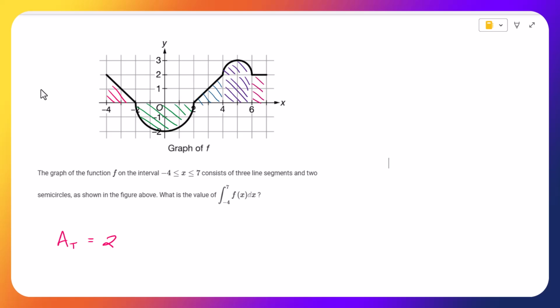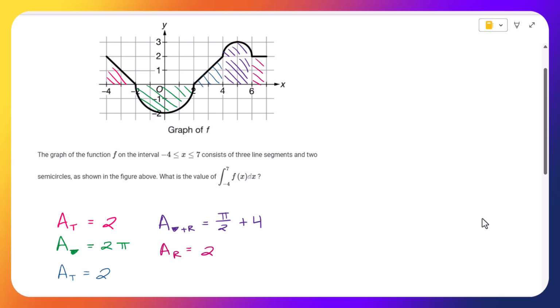And what I want you to do is pause the video and find the area of all these shapes right here. When I come back, I'll have what all the areas are. Okay, so pause the video, find out all the areas of these shapes. Okay, and we should have gotten that all our things are this.